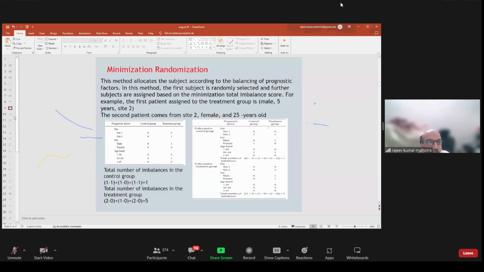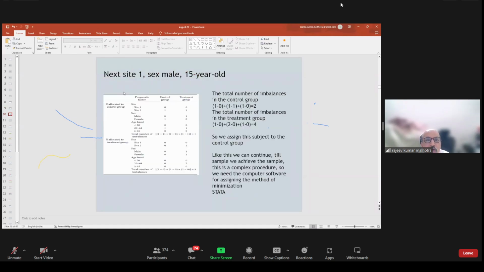So I will take another example for this one. Now the next patient comes from site 1, sex is male, and 15 years old. Now, what is the total number of imbalance in the control group? Site is 1. If you assign to the control group, it will be 1 minus 0. Then male. There is no male already. 1 minus 0. So the imbalance is 1 minus 0.